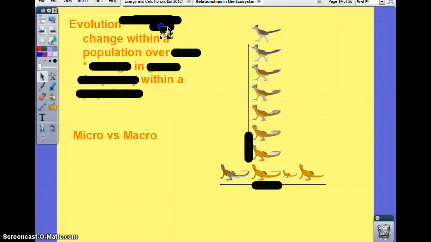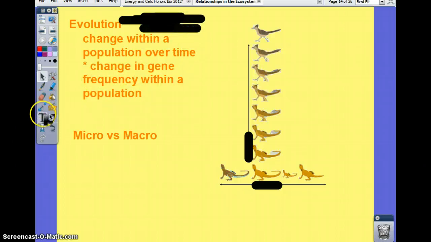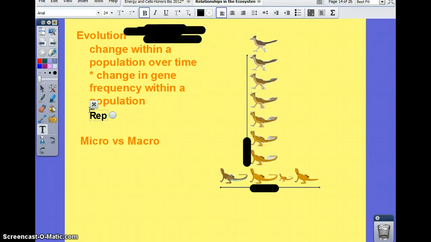Evolution. Basically, when you see the word change, you automatically think of evolution, and the change is within a population over a long period of time. What changes is basically genetic or gene frequency or genetic mutation within a population, and reproduction must occur for evolution to take place.